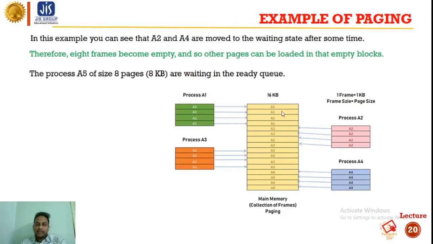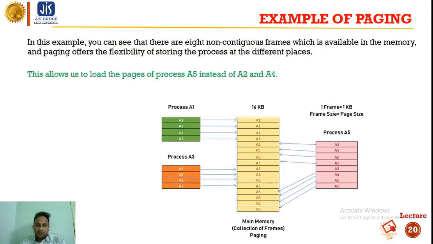Okay, this is another example. This is A1. This is A2. A2 has 4 parts, that is 4 KB. 3 KB has already executed, and after that, A3 has come into the scene. A3 has been executed for 4 kilobytes, and after that, A4 has been executed. Therefore 8 frames become empty, so other pages can be loaded in the empty blocks. So the process A5 of size 8 pages is waiting in the ready queue.